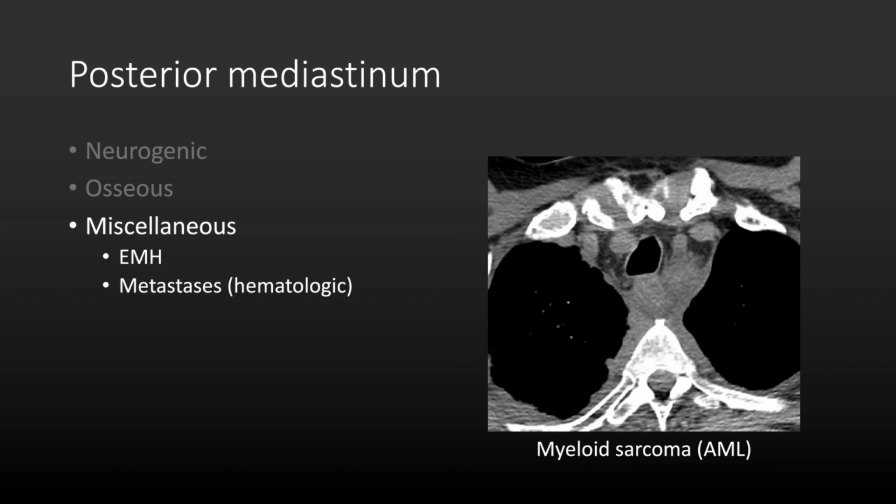Hematologic malignancies often also involve the paravertebral locations without having a discrete osseous lesion. This is an example of myeloid sarcoma, essentially extraosseous extension of the patient's AML into the paravertebral location.